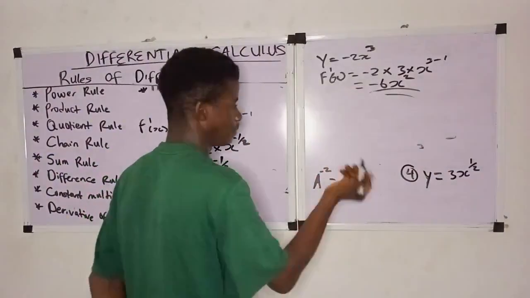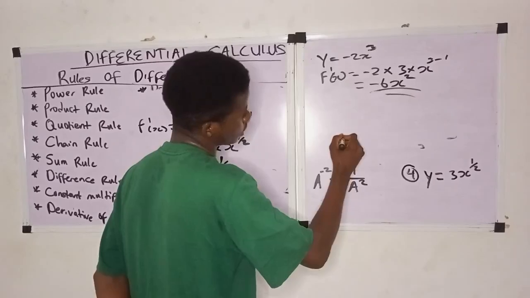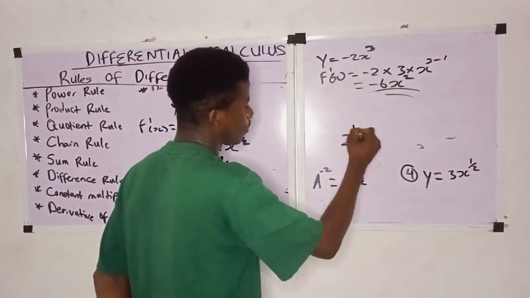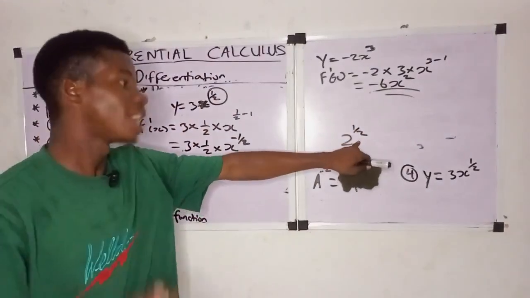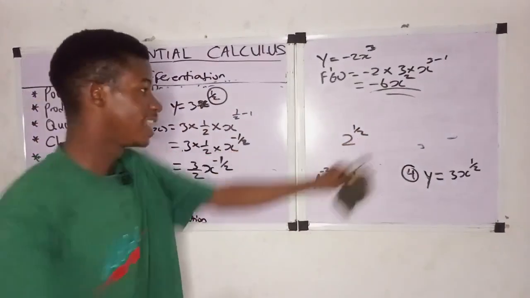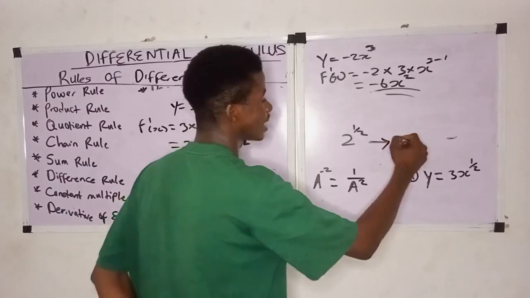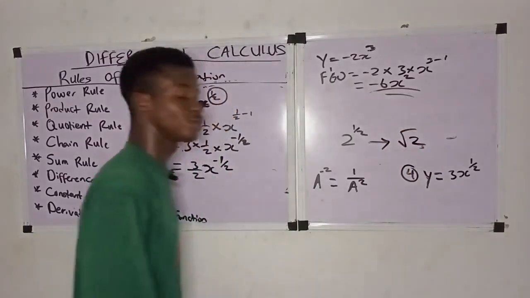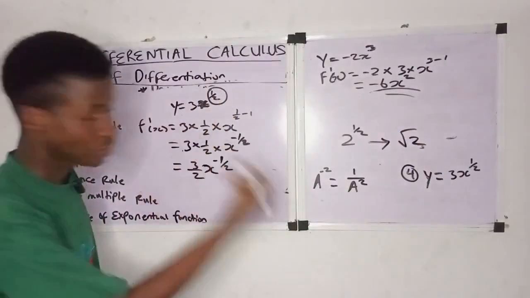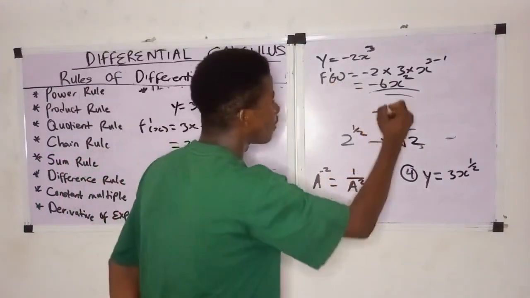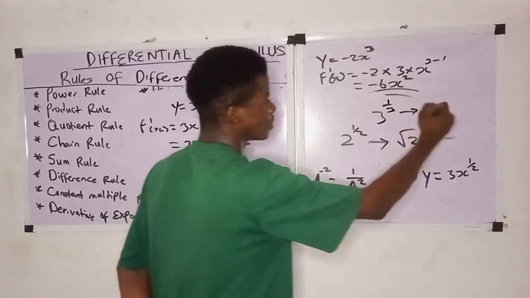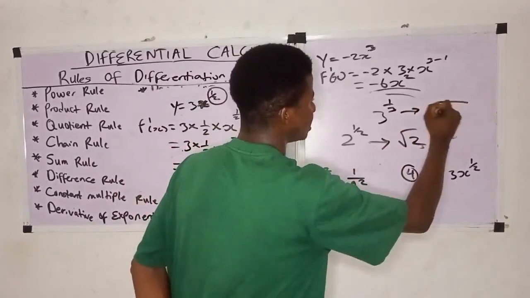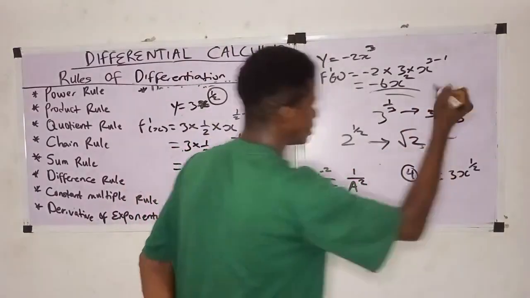Okay, let's say 2 raised to the power of half. You see it as what? You see it as square root of 2. Okay, yes, this is square root of 2. 3 raised to power 1/3. You see it as what? The cube root of 3.